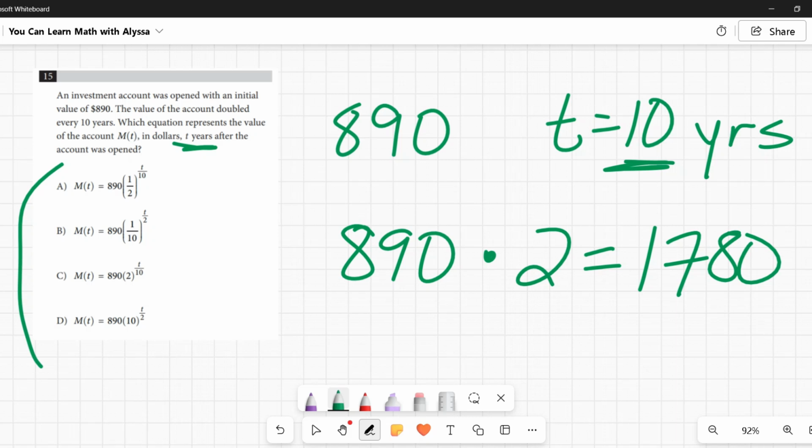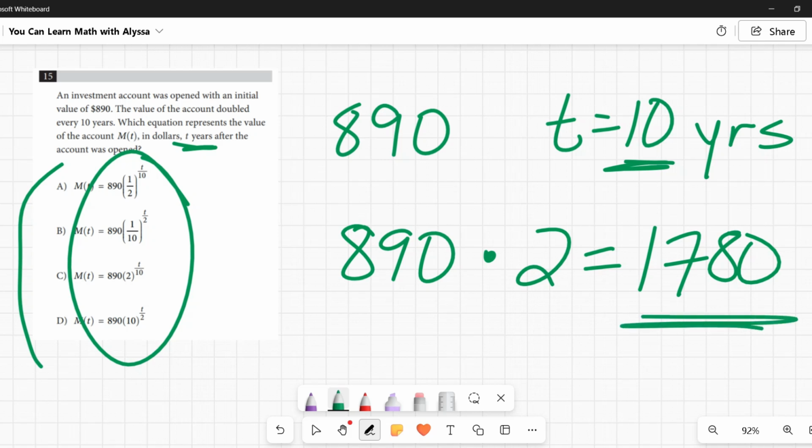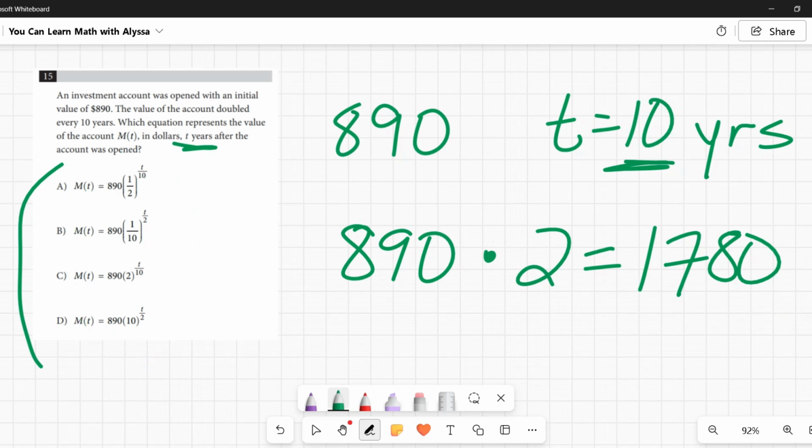So there's a couple ways you could look at this. You could look at all these and you could plug 10 in and do all this math for each one and see which one gives you 1,780. Or you could recognize, this is quicker, that each one is 890 times something. So this is 890 times 2.